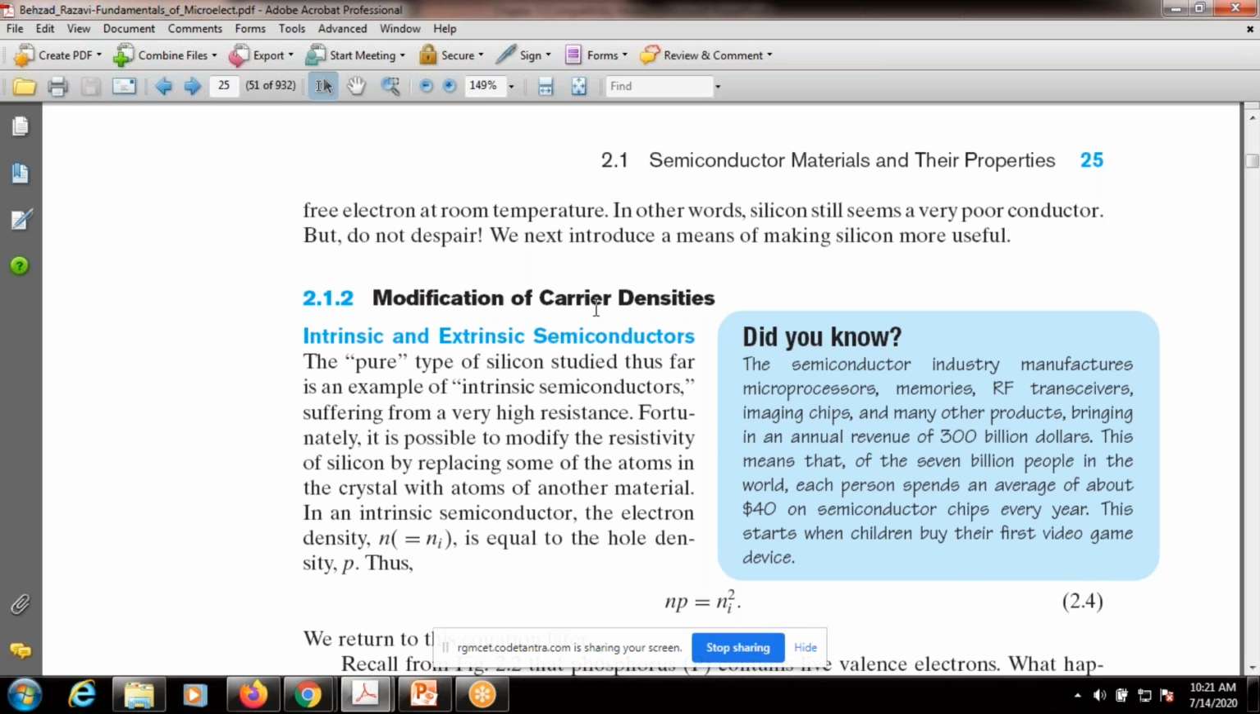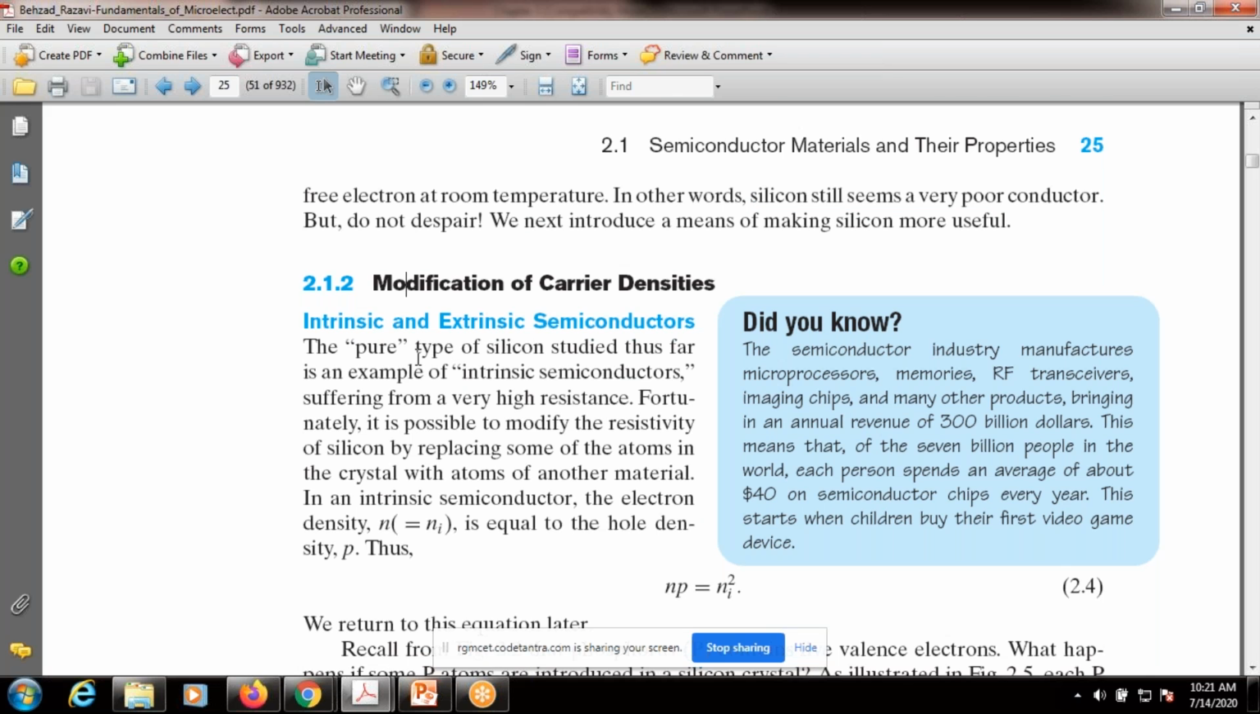Modification of carrier densities or free charge carrier densities. So far, what is the problem here? The problem is that silicon still seems like a very pure conductor, right? Then how to increase the conductivity of silicon?